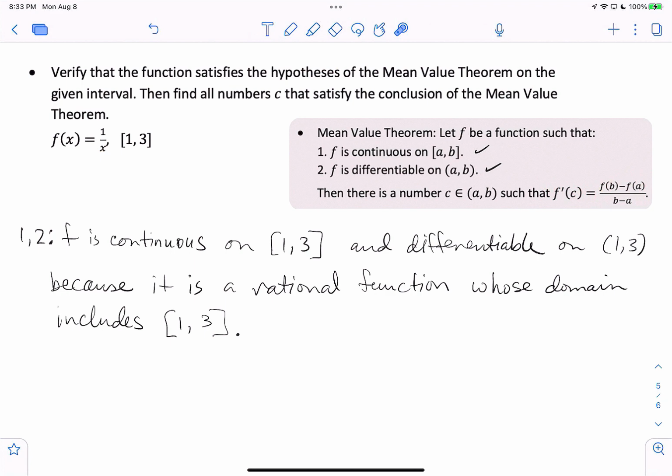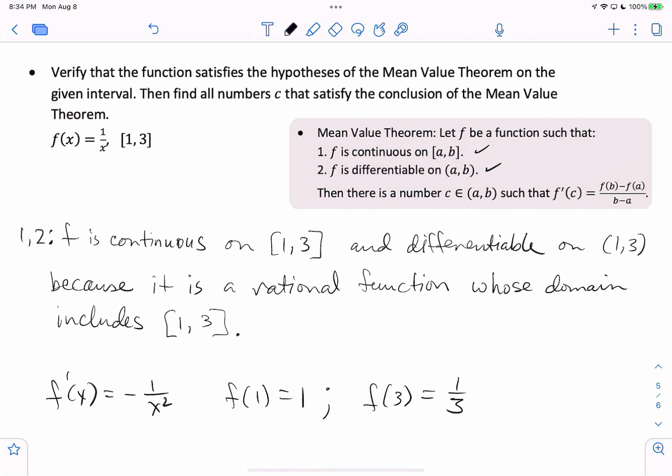Now we need a derivative, and we need f of b, f of a, and b and a. Of course, a and b are 1 and 3. f prime of x is equal to negative 1 over x squared using the power rule. f of 1 is equal to 1. f of 3 is equal to 1/3.